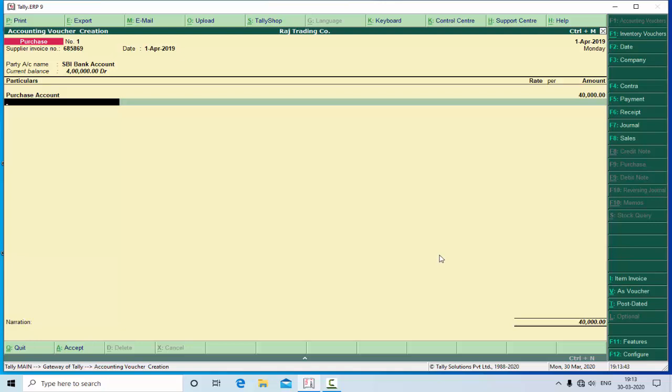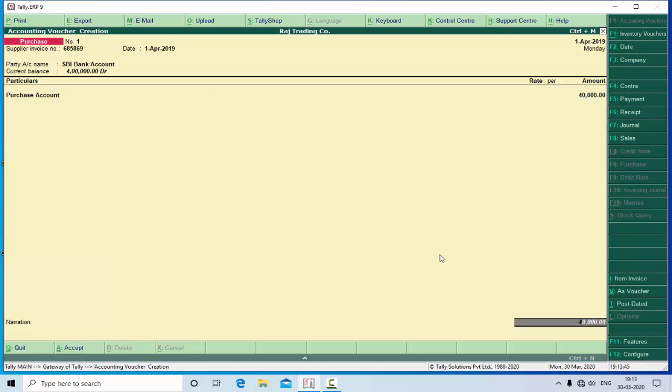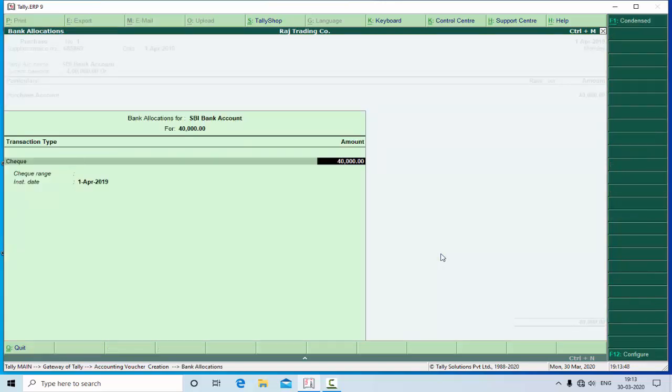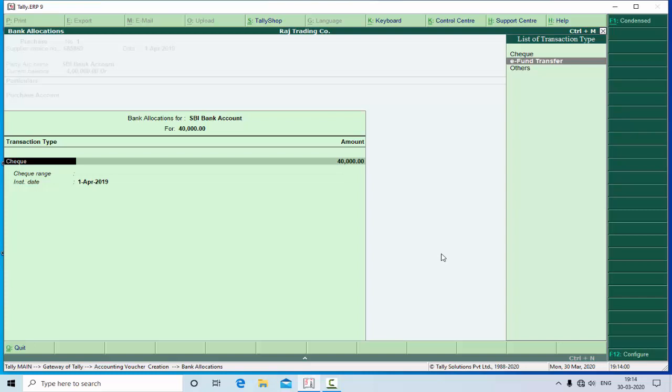Enter the name of the bank in party name, and in particular enter the purchase account, enter the amount, and select how the payment is made. If by check, you can select the transaction type check, and if payment is made by any electronic media, e-fund transfer, meaning RTGS, NEFT, I have made another video for this purpose, NEFT payment, RTGS payment, you can see that video. And if you have made any other way of banking transaction, you can select other.